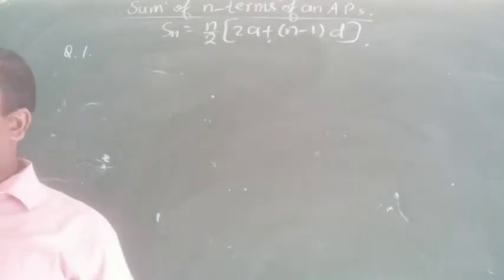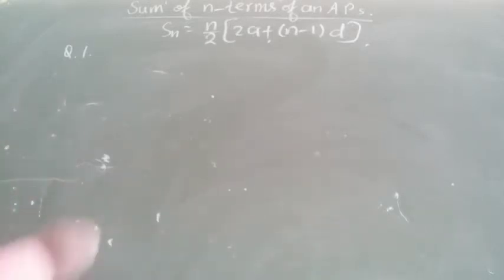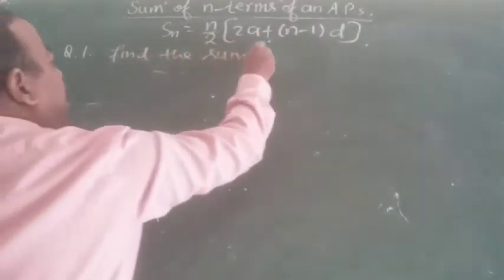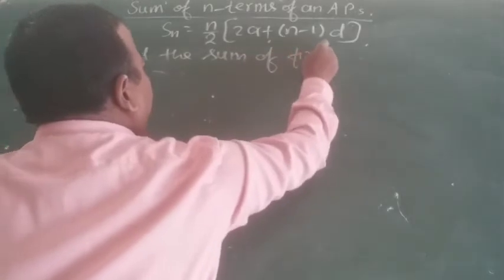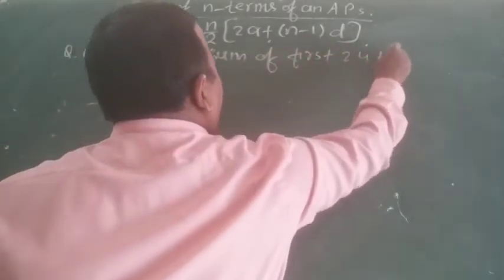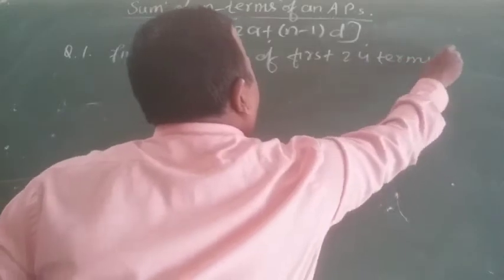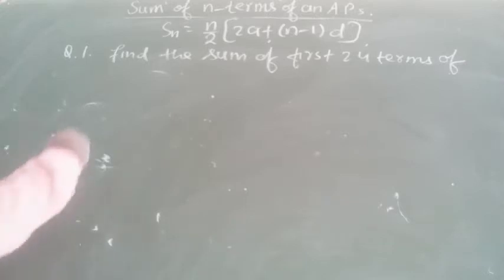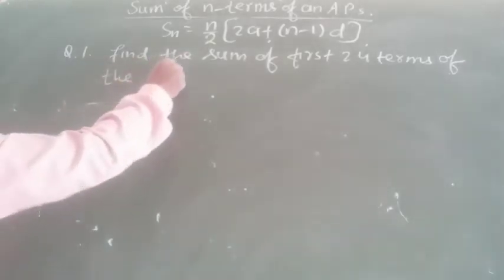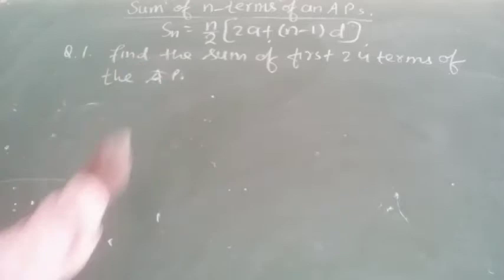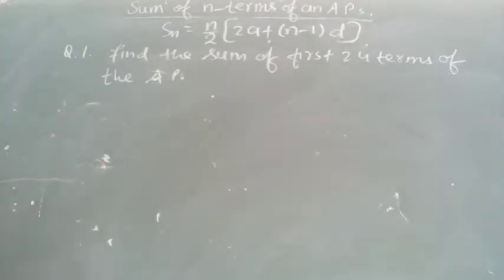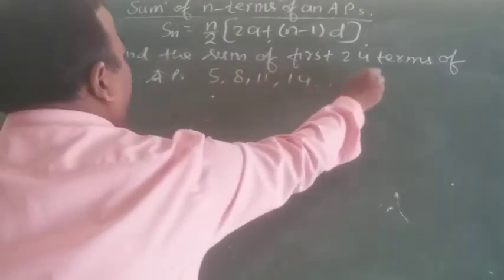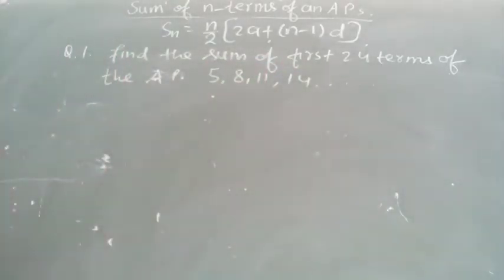Question number 1 is: find the sum of the first 24 terms of the AP. The AP is 5, 8, 11, 14, and so on. Okay, simple. Now the solution.